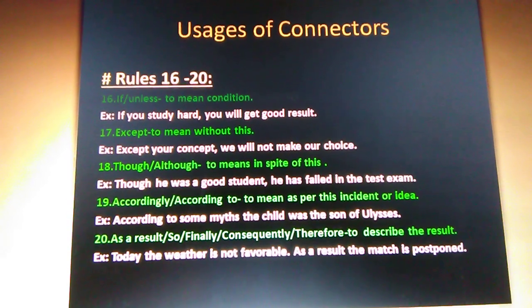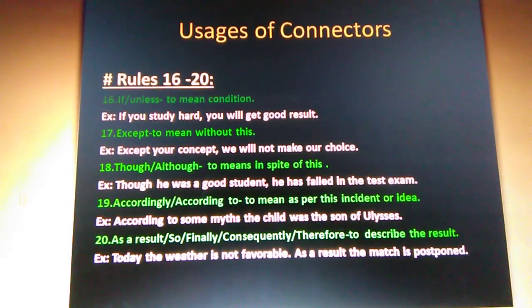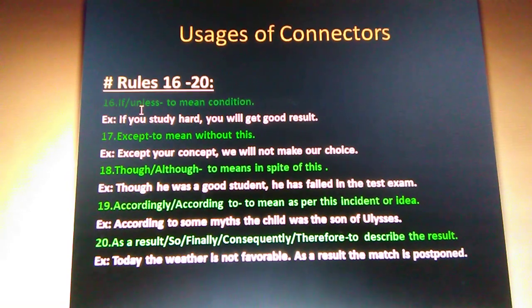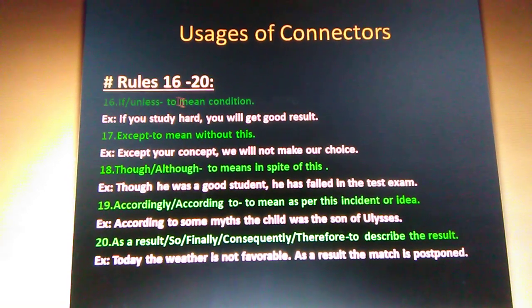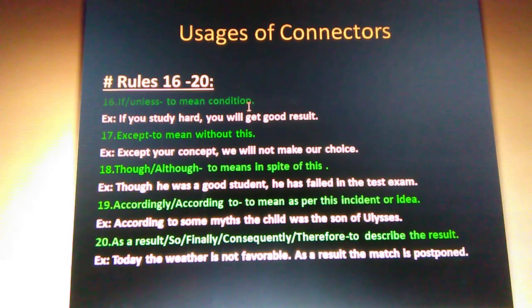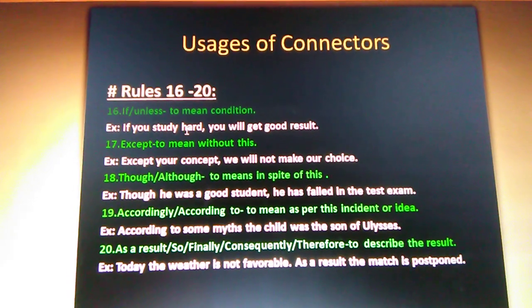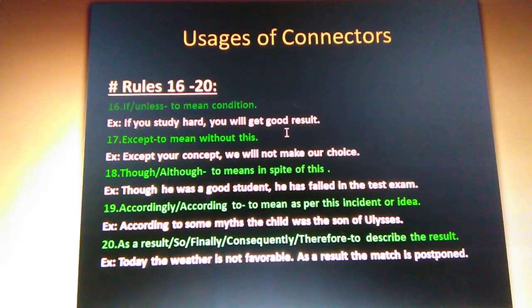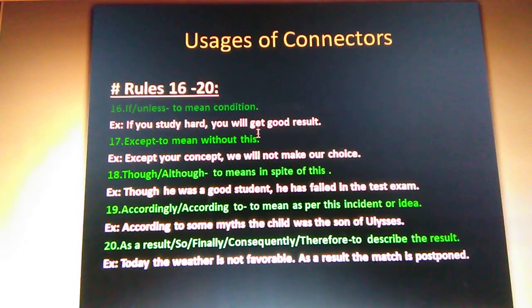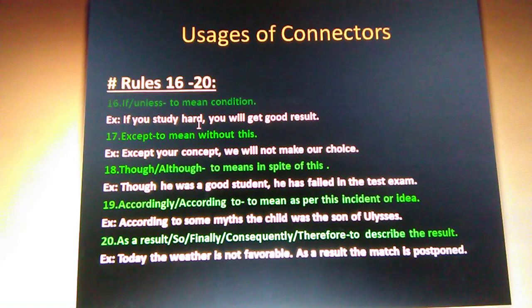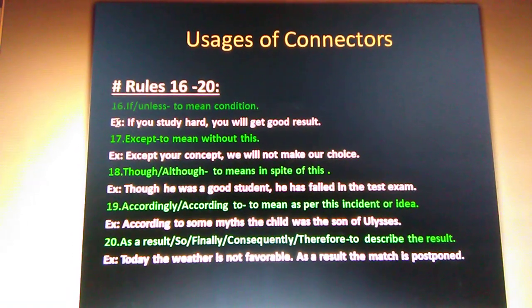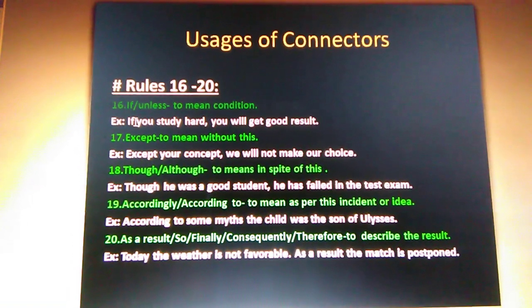Now let's go for rules 16 to 20. If, unless: both of these are synonymous, and these connectors are used to mean condition. If you study hard, you will get a good result. So what is the condition of the good result? If you study hard. So this connector is used here to link this.